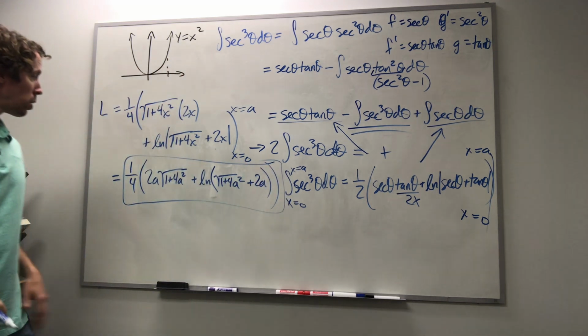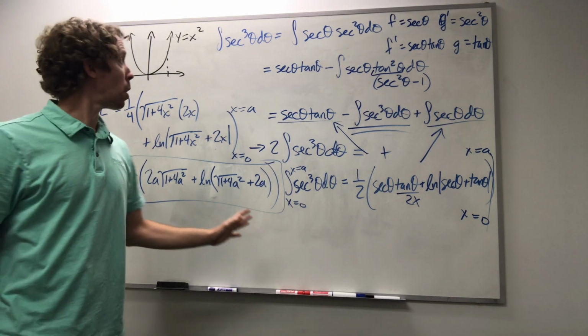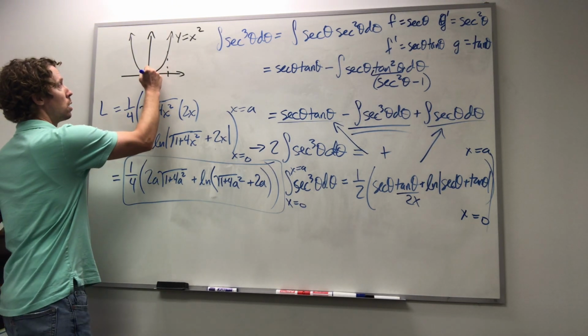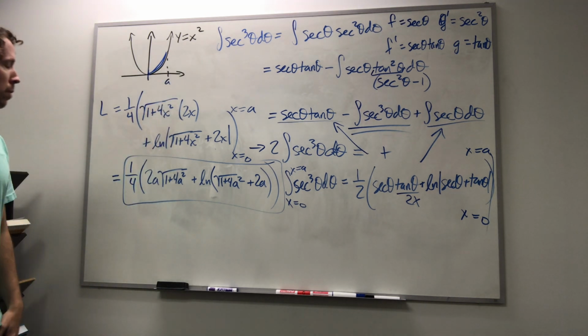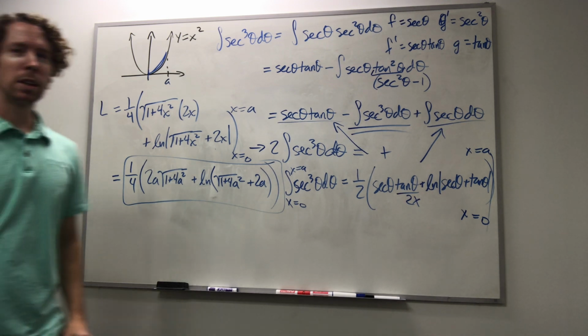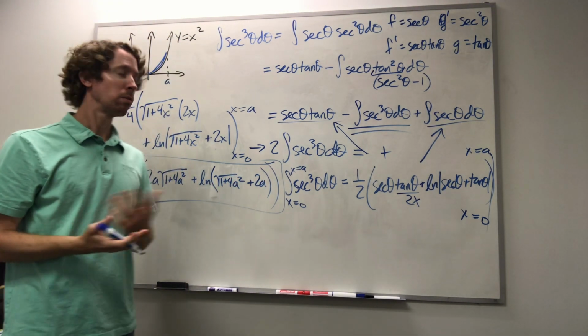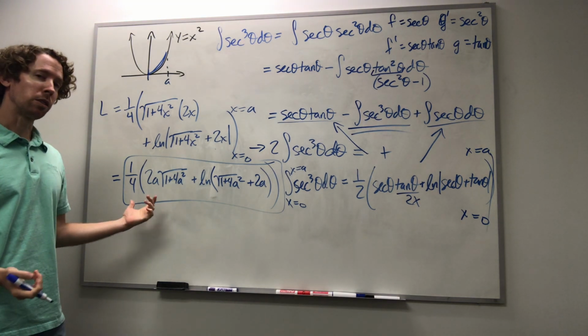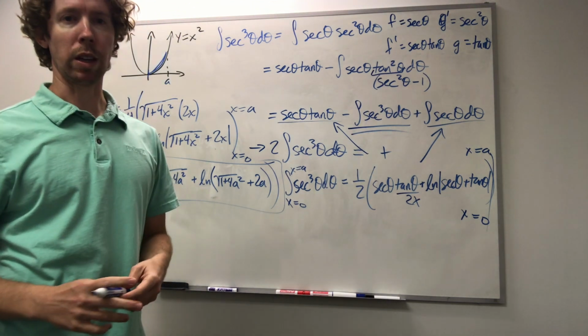There's my final answer. This is surprisingly complex, I think, when you think about what we're calculating, which is just this length from x equals 0 to x equals a. But at the same time, you've never been able to calculate the length of that thing before. So maybe it's not too surprising that it's more complex than something like the length along the edge of a circle.